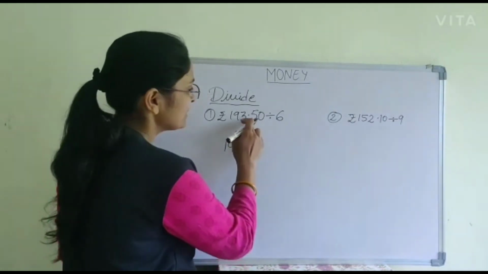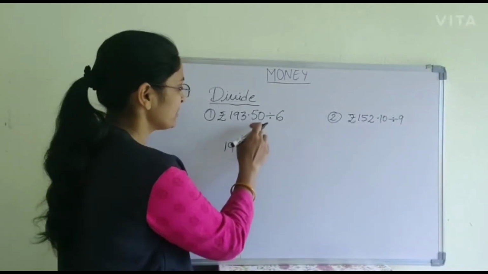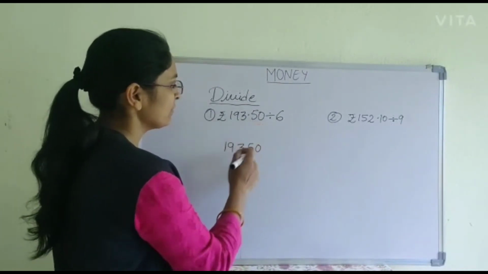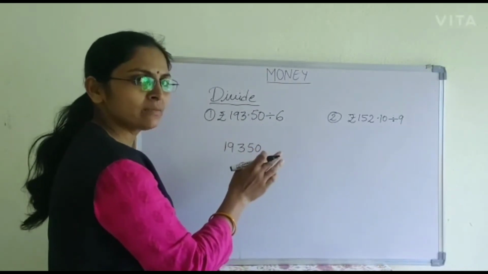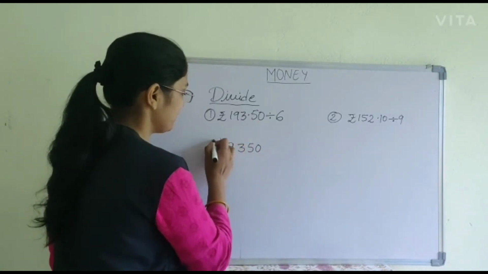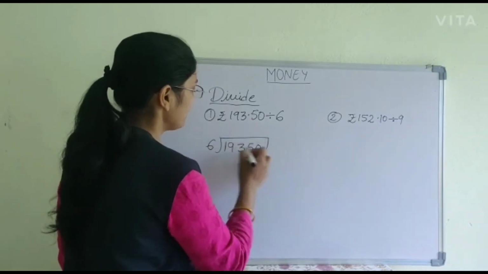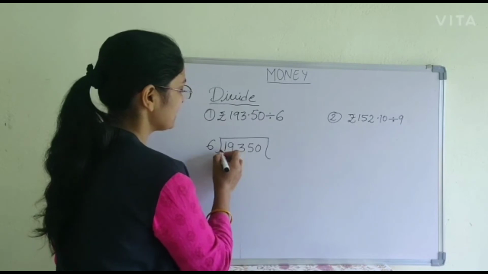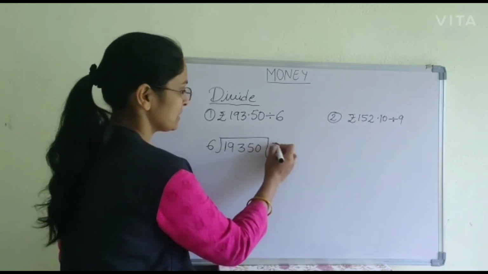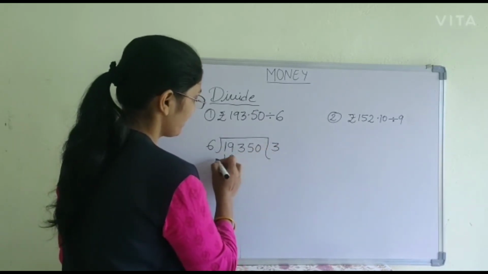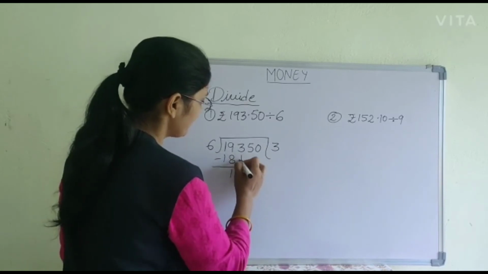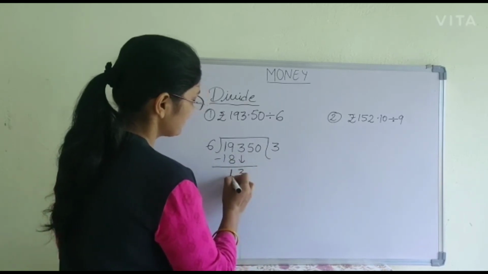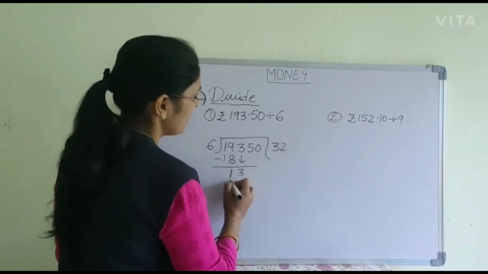193.50. This decimal I am not writing here. I have just written all the numbers. Okay, we will put decimal afterwards in the answer. Divided by 6. Now we will do the simple division. First digit is less than 6. So take 2 digits. 6 3s are 18. Subtract it 1. The next number is 3. Then this is 13. So 6 2s are 12.